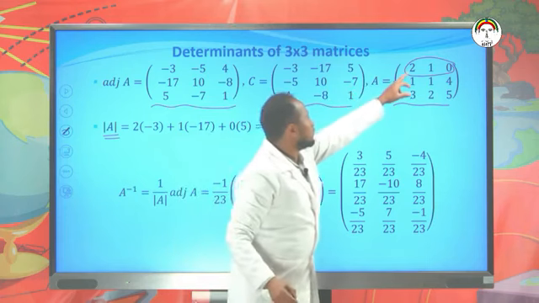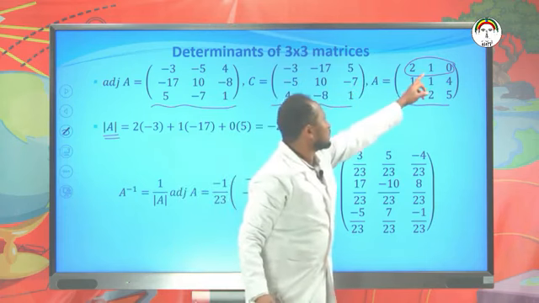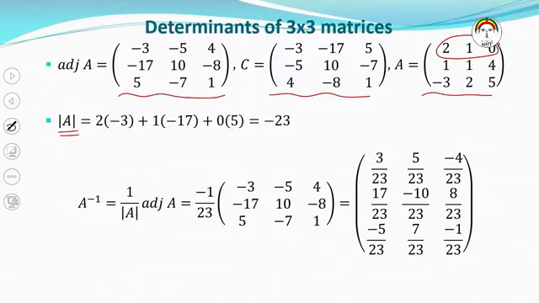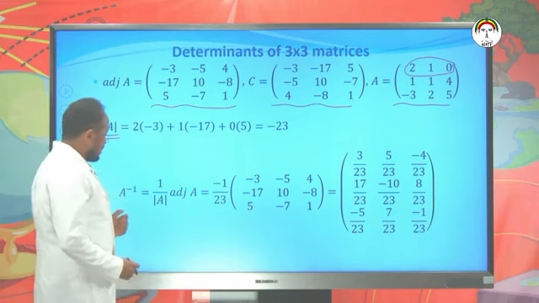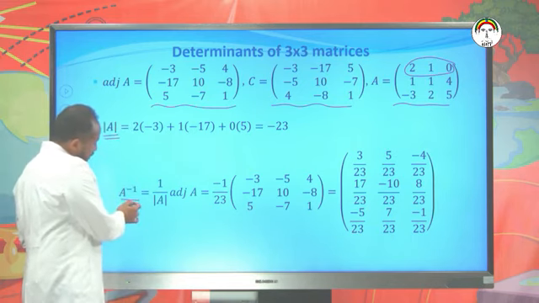Therefore, the cofactor of 2 here is negative 3. The cofactor of 1 is minus 17. The cofactor of 0 is 5. Multiplying this, you get the determinant. Determinant of A equals 2 times negative 3 plus 1 times negative 17 plus 0 times 5. You get negative 23. By the way, you can use any row or column to determine the determinant of that matrix. Next, what remains here is calculating A inverse.